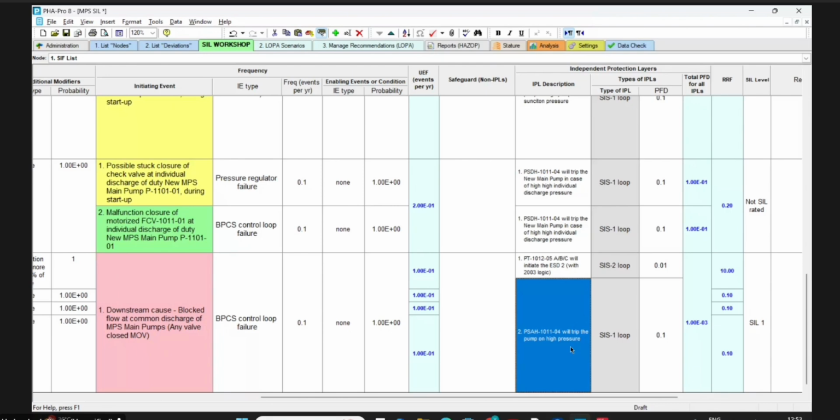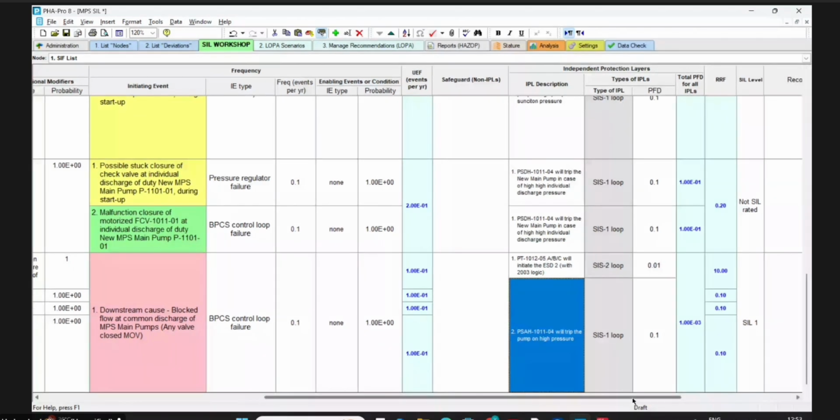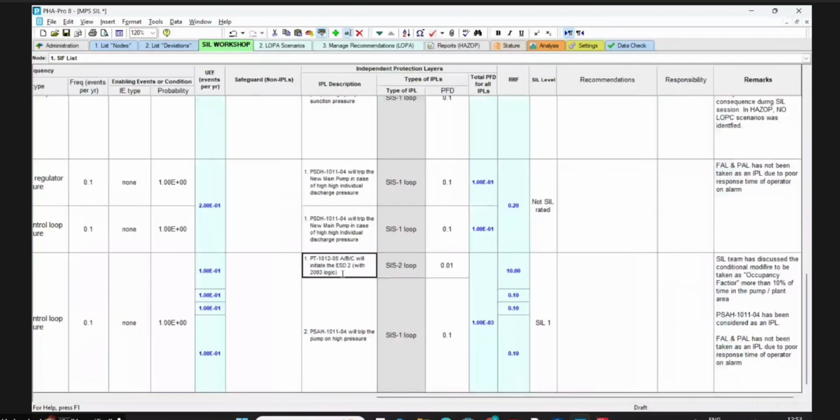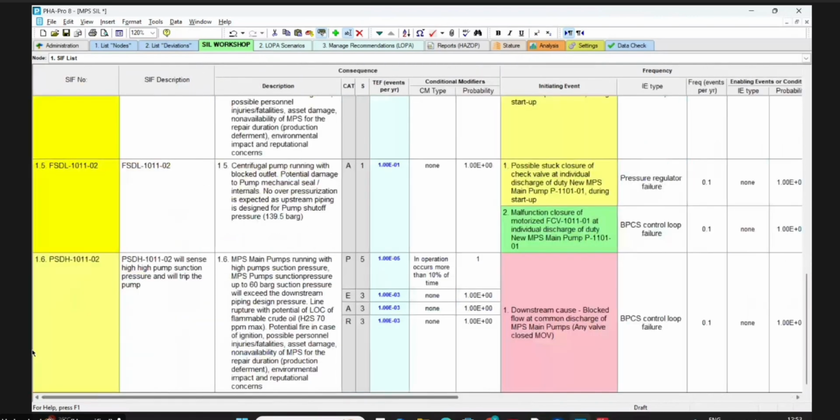This will also trip the pump, but more important is the suction pressure has to first activate. That will be put into the remark section. So now you tell me one thing, Roman, this PT 101205 ABC, this is what we are reviewing, right? Whether the system is adequately designed after adding this PT. So I will put it here: PT will initiate.